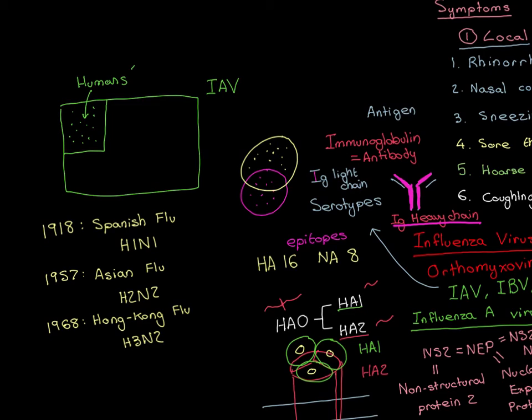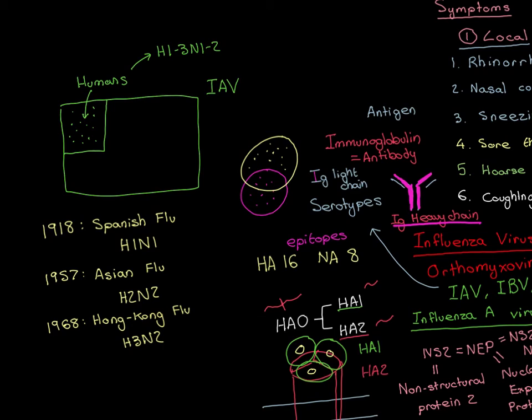So most of these strains will have the serotype H1 to 3, N1 to 2. So those are the normal serotypes of human strains. Some of the human strains will have serotypes outside of that, but most human strains of influenza A virus have a serotype H1 to 3, N1 to 2.